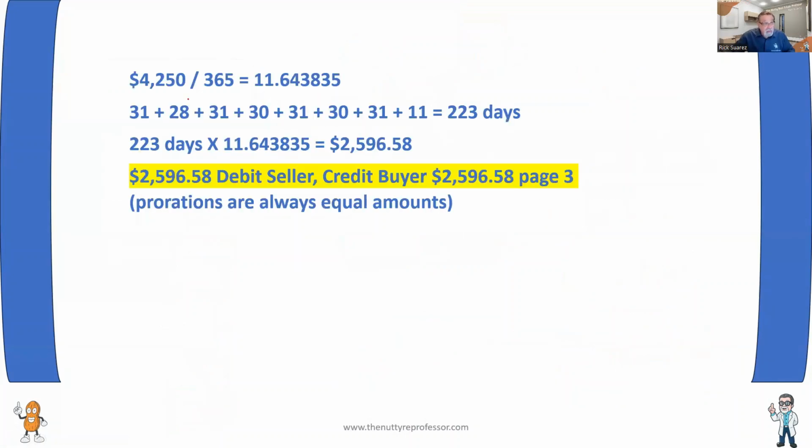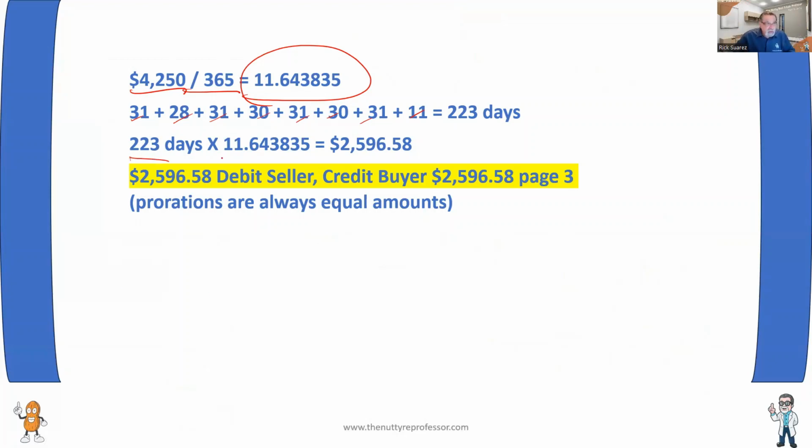Here it is right here, 42.50 divided by 365. This is what we get, 11.643835. Here are the days: January, February, March, April, May, June, July, and August. Learn the knuckle method. If you don't know it, it's a kindergarten thing. Each knuckle represents 31. Each indent represents 30 days, with the exception of February, which is 28.